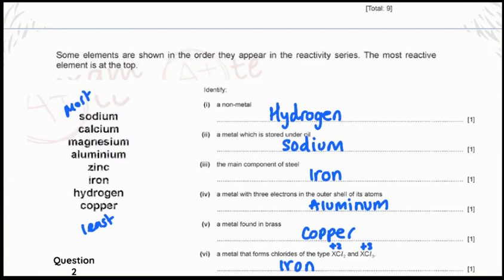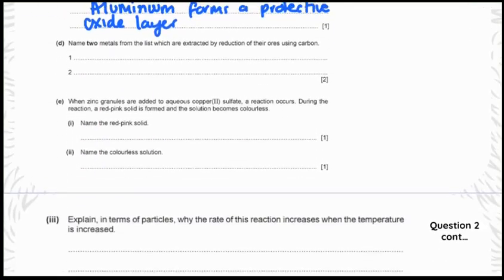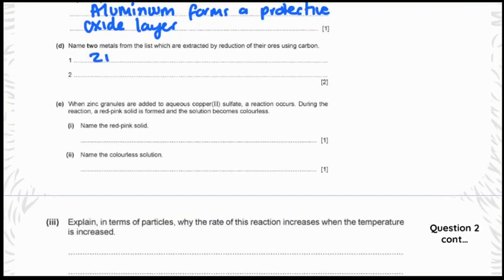Cute is carbon. So it could be zinc, it could be iron, or it could be copper. You can have any one of the three. So name 2 metals. We're going to go for zinc and iron.